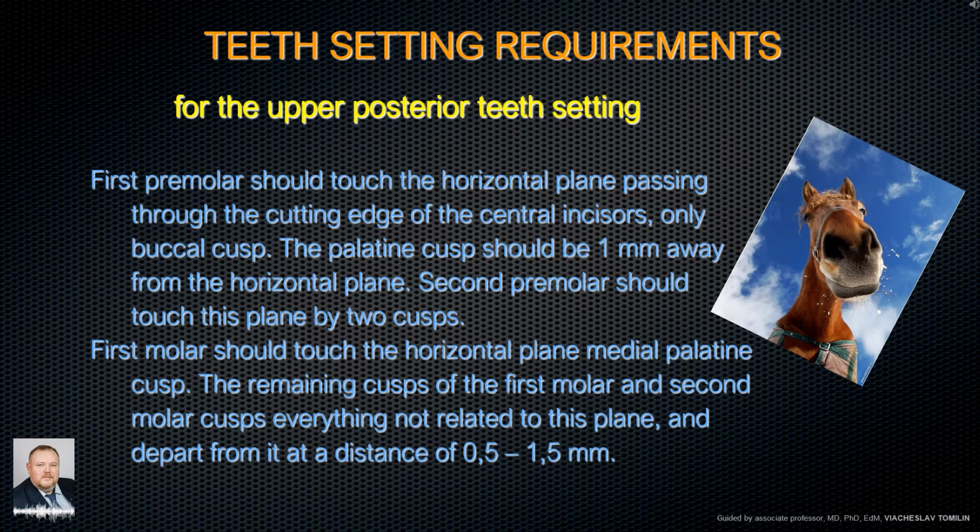Teeth setting requirements. For the upper posterior teeth setting, the first premolar should touch the horizontal plane passing through the cutting edge of the central incisors, only the buccal cusp. The palatine cusp should be 1 mm away from the horizontal plane. The second premolar should touch this plane by 2 cusps. The first molar should touch the horizontal plane with the medial palatine cusp. The remaining cusps of the first molar and the second molar cusps are not related to this plane, and depart from it at a distance of 0.5 to 1.5 mm.